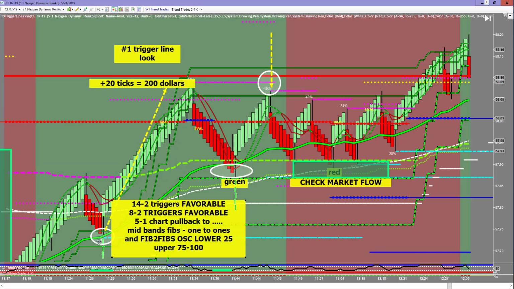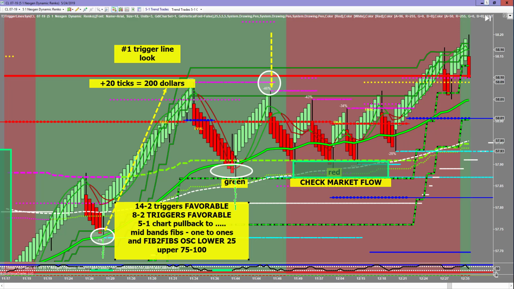So again, look, trend trade long, very easy. Now, we're going to put check market flow on any red circles that we get, because we're going to go back, and if there was a market flow signal here, even though it's red, we're still going to take it. Okay?